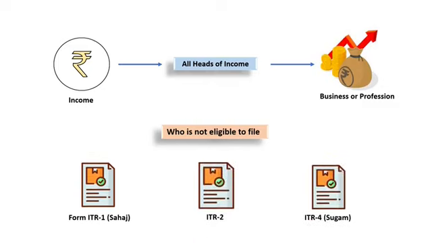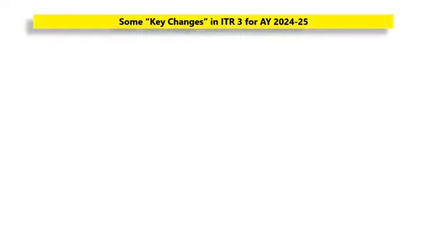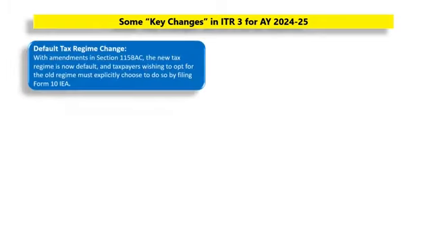Before moving to the frequently asked questions on Form ITR 3, let us look at the key changes as compared to assessment year 23-24. The biggest change is that with the amendments in Section 115BAC, the new tax regime is now the default regime, and the taxpayers having income under the head profits and gains of business and profession and wishing to opt for the old tax regime must explicitly do so by filing Form 10-IEA.